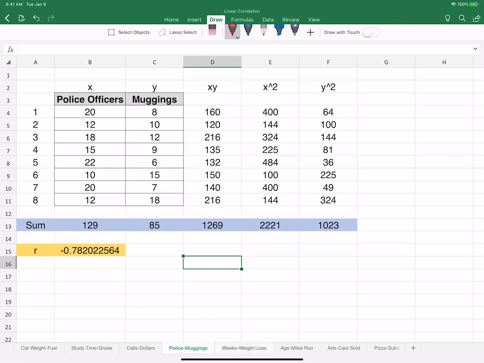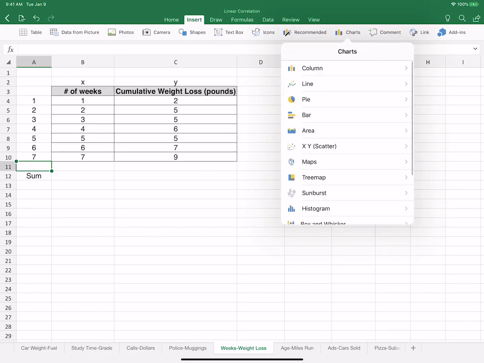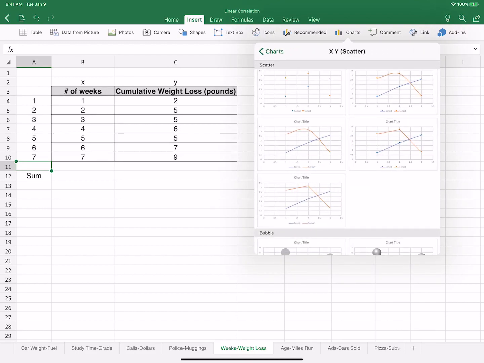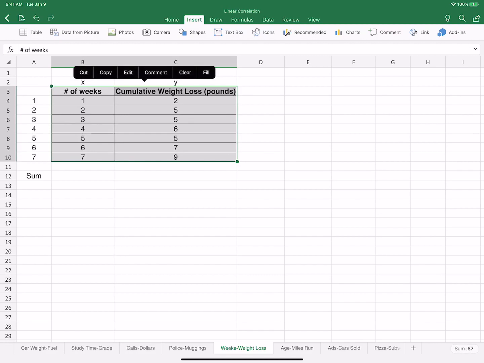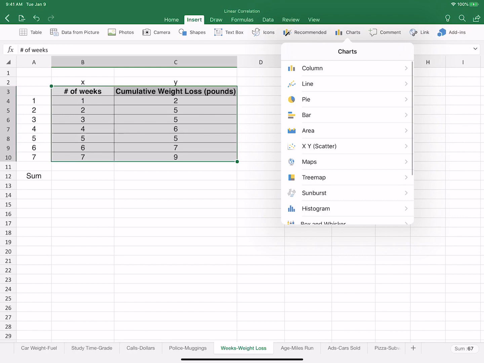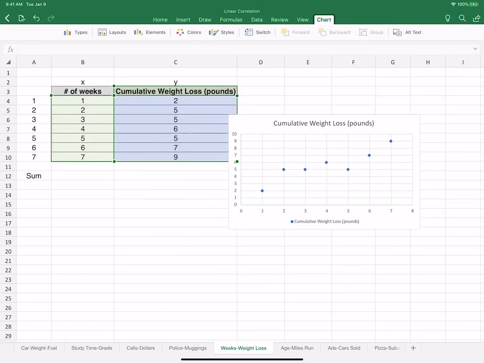All right, so here we go. Let's actually do this here. We're going to insert a chart, and they want us to do a scatter. There it is. Before I do that, I have to highlight the data. Now I get to insert a chart here. Here's chart. Here's scatter. There we go. And I'm going to put it over here again.